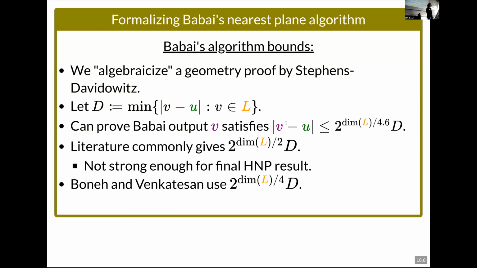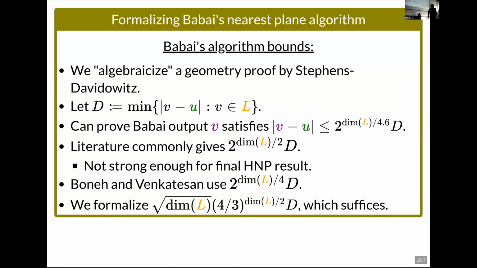We kind of wanted to avoid this, so the final result we end up with, it's a little bit ugly, but we have the square root here, the base is 4/3 instead of 2. The exponent is still dimension of L over 2, but this actually turns out to be enough. So we can avoid sort of the really detailed tinkering to get these better bounds. We have a simpler proof, but this still suffices.